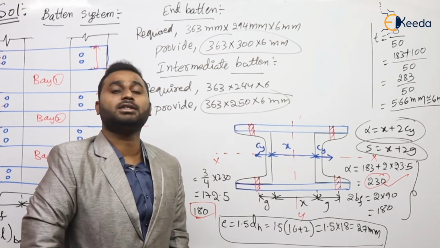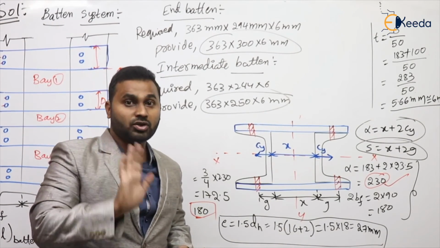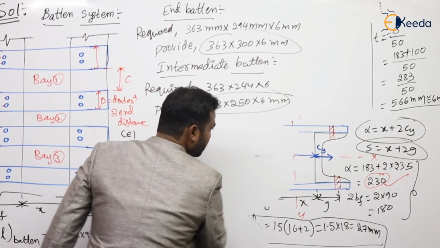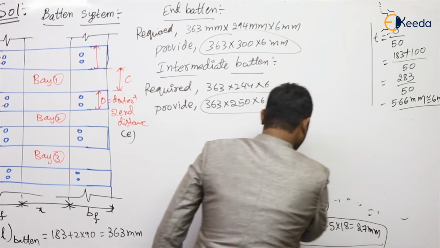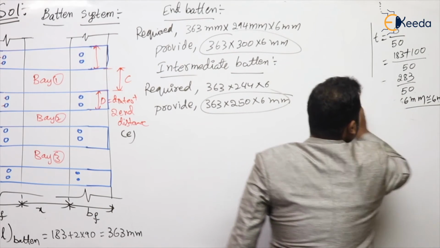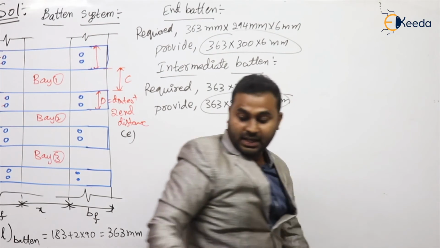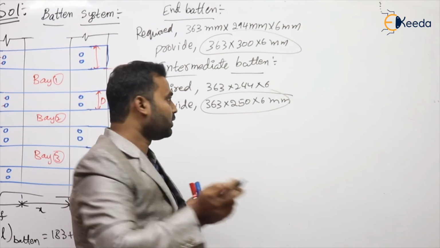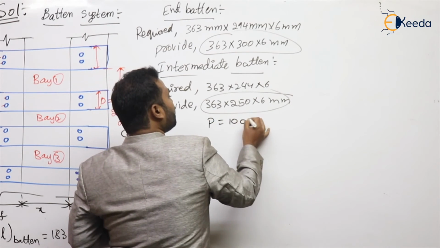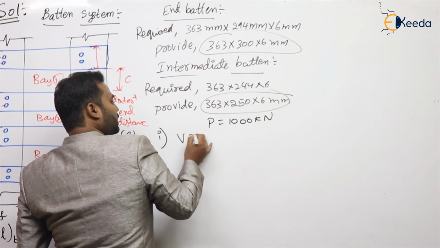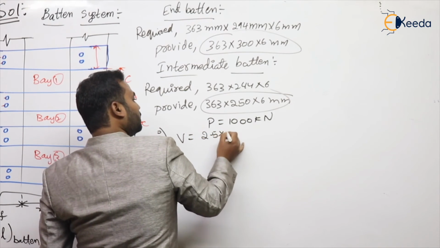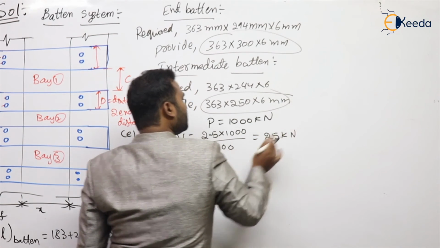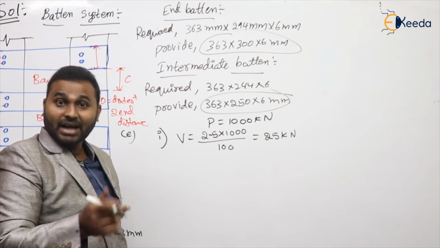Now let us see the force on the batten system, the longitudinal shear force in individual batten, and the moment in batten. Like in the lacing system, the batten system is also designed for transverse shear of 2.5% of axial load. Axial load is 1000 kilonewton, so transverse shear force is 2.5 into 1000 upon 100, which comes out to be 25 kilonewton. For this force, we need to design the total batten system.